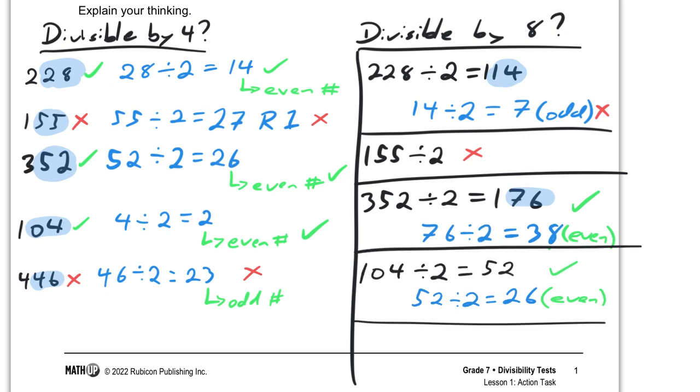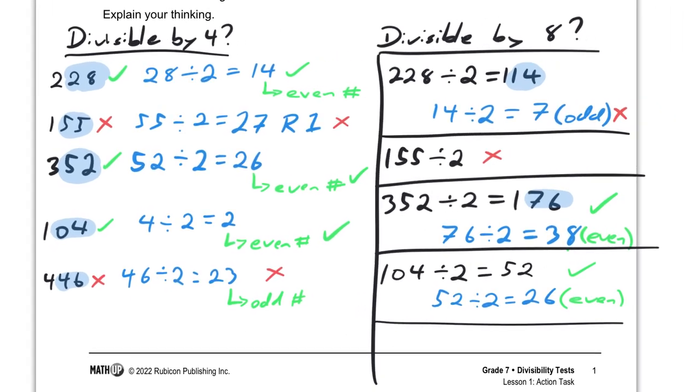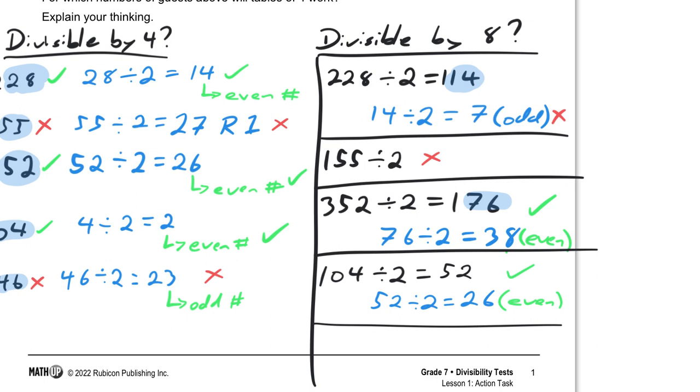And finally, we have 446. Divide this one by 2, and we get 223. I can tell already this is an odd number. I can't divide it by 2 again and find an even number, so this one will not work.